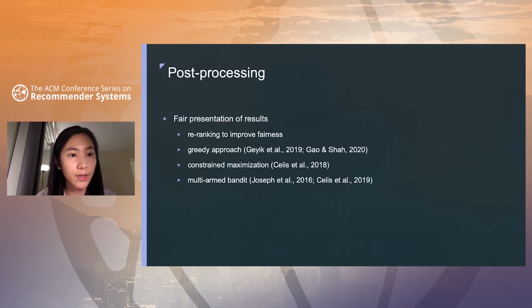The post-processing, the most popular approach for post-processing is re-ranking to improve the fairness. This could involve, for instance, the greedy approach, the constraint maximization problem, where we have a set of fairness constraints and we try to maximize the utility. And we could also formulate this as a multi-armed bandit problem.